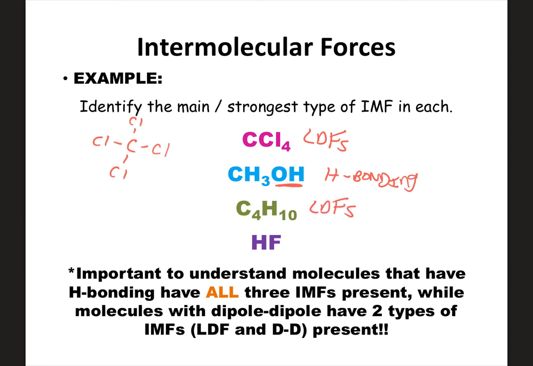And then the last one here, HF. HF would be a polar molecule. So dipole-dipole would be its strongest IMF, but realize it would also have LDFs present as well. So typically here, if you're trying to figure out the main type of IMF or the types of IMFs in a molecule, draw it, determine if it's polar or non-polar, and then go from there.